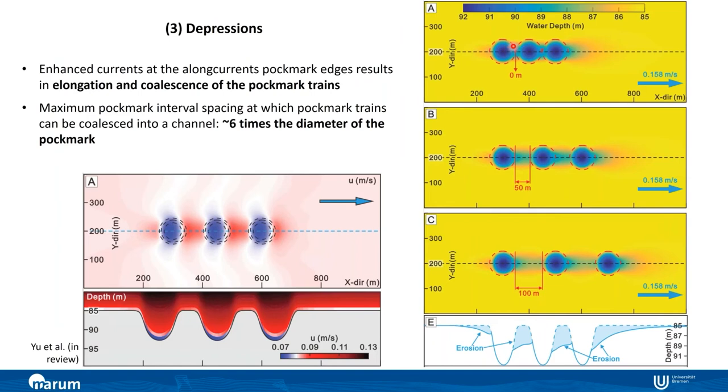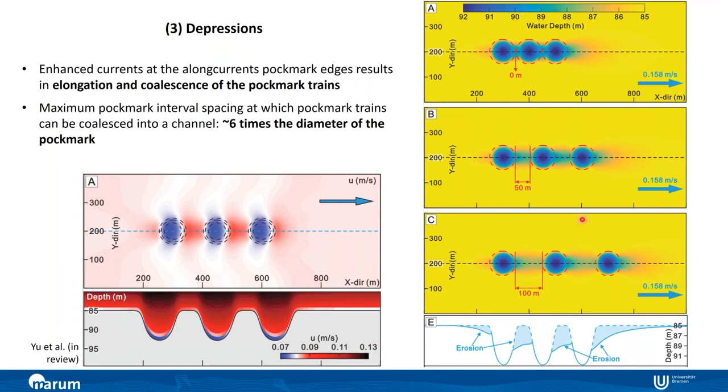And here you have the results of different numerical experiments. First, with the pockmarks that are close together. In color, you see the change in water depth, so the water depth at the end of the experiment. Here they are a bit more separated, 50 meters in between, and here they are even more separated.